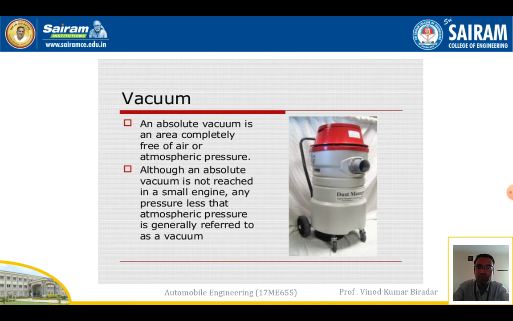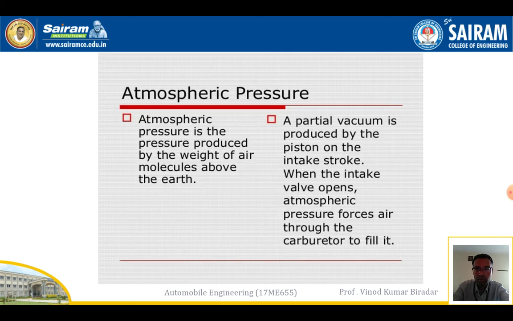In a vacuum, it is an area completely free of air and atmospheric pressure, so from this we can suck the air from the atmosphere. An absolute vacuum is not reached in a small engine. Any pressure less than atmospheric pressure is generally referred to as a vacuum system. Atmospheric pressure is the pressure produced by the weight of air molecules above the earth.